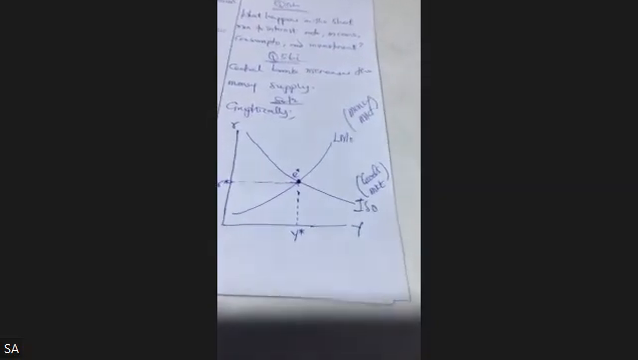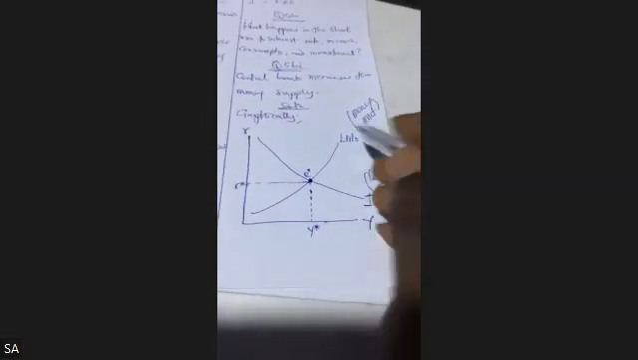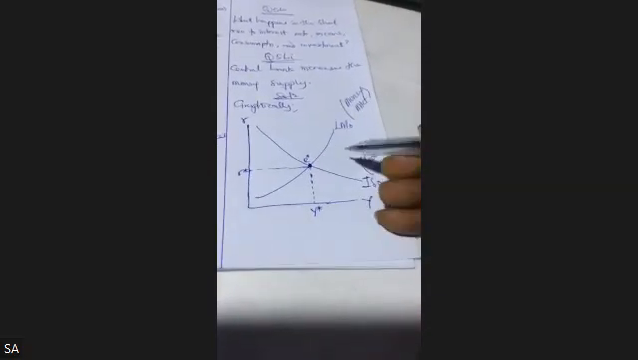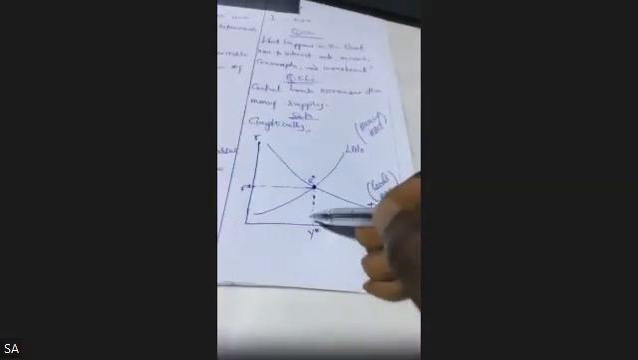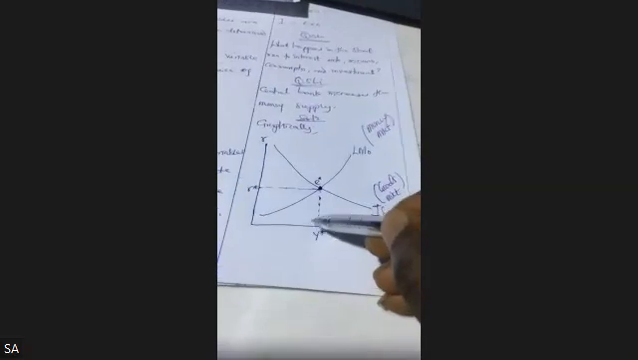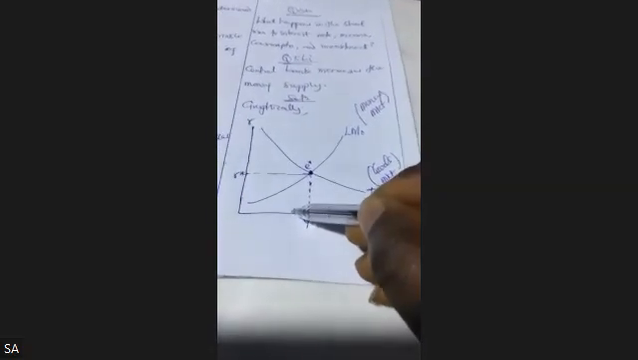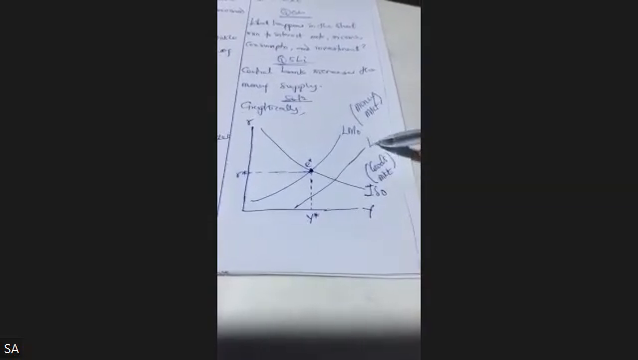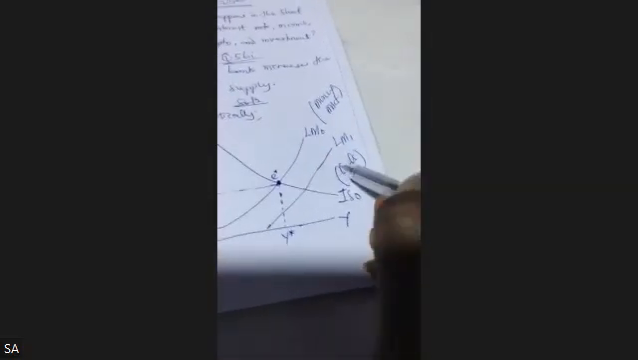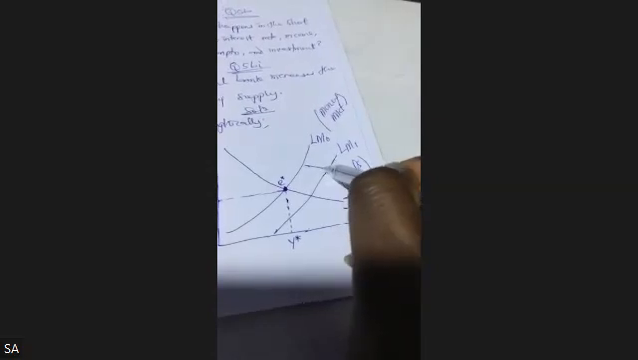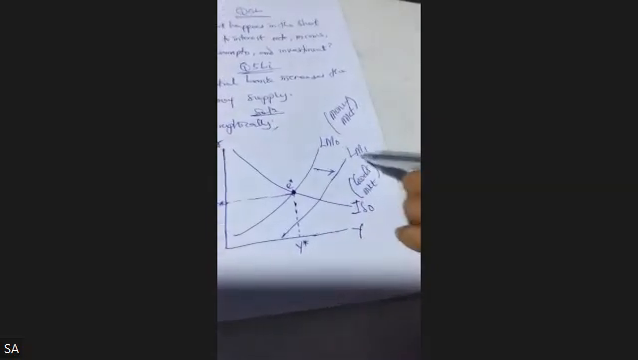So class, if money supply increases, LM will actually shift downward. There will be a downward shift of the LM curve. Let's do it together. So this is LM1. You can see that there's a downward shift from LM0 to LM1.